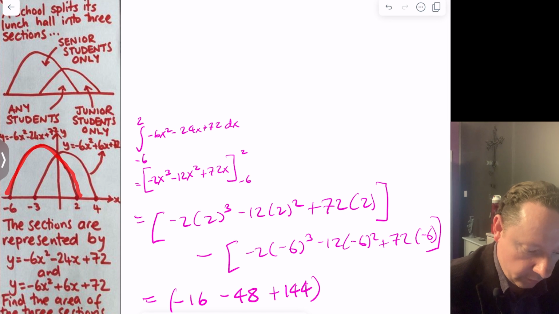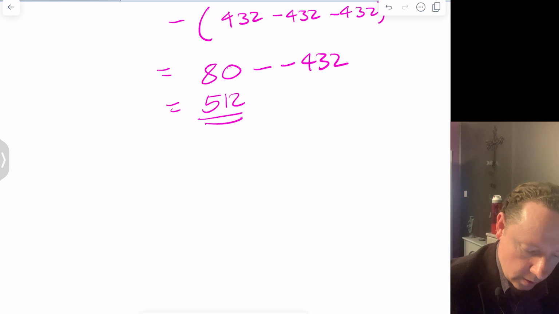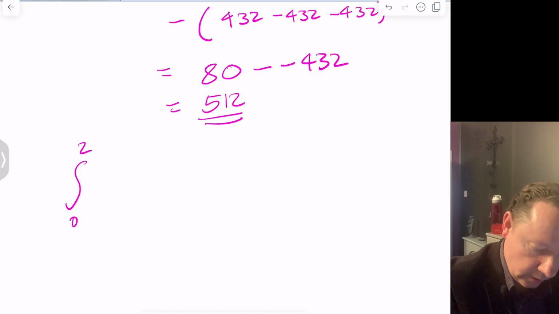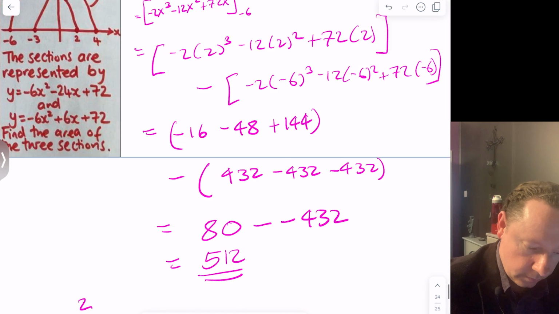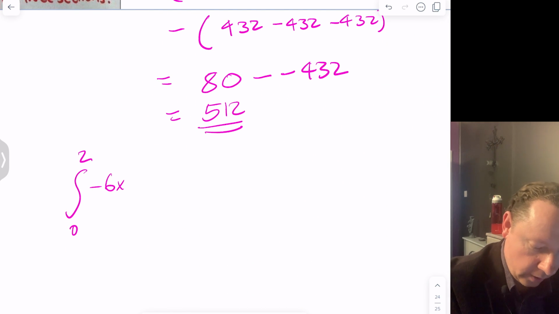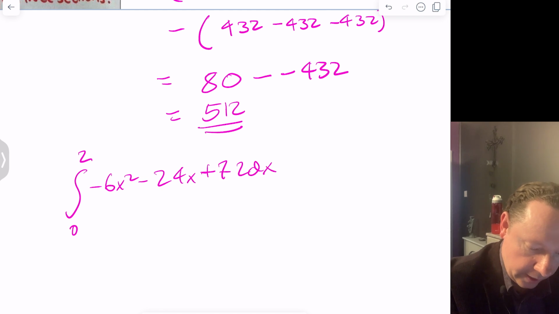So now we've already got this bit. So we then want to take away this bit in the middle. When we do this, I also want to know this bit. So it's the integral between 0 and 2 of the same thing again. Integral between 0 and 2 of minus 6x squared minus 24x plus 72 dx.